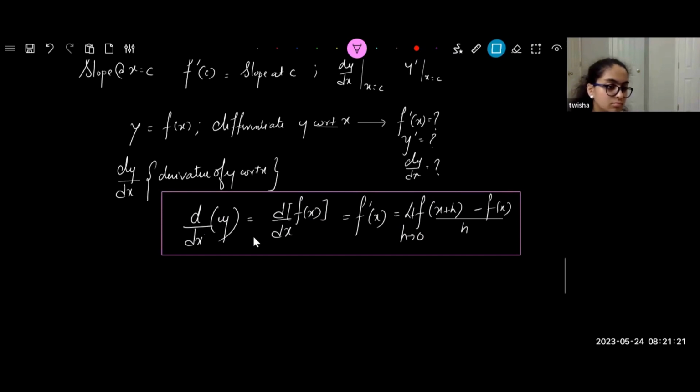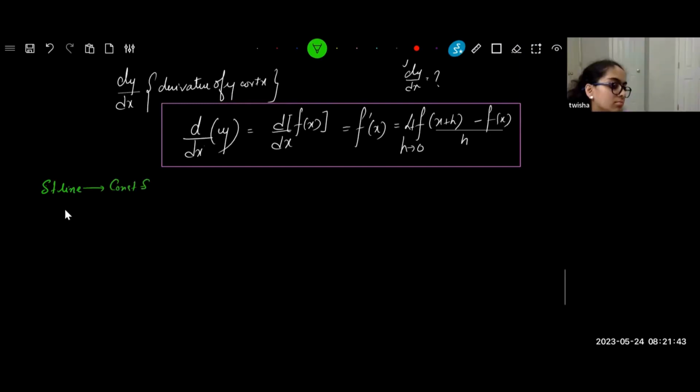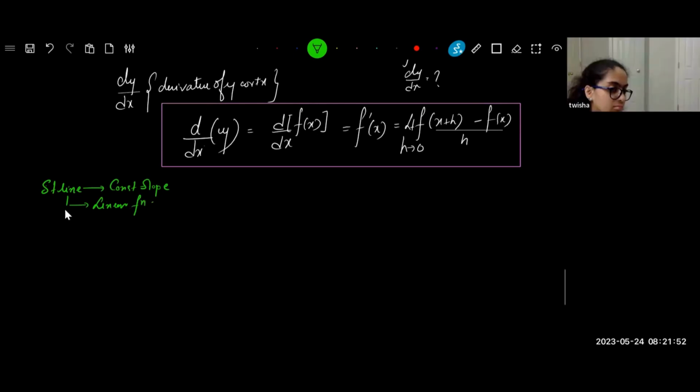And before you fall off to sleep, just 1 minute. Before you fall off to sleep, we knew that a linear function always has a constant slope, right? Linear means straight line. What did we start our whole exercise with? We started our whole exercise with a straight line. Straight line means constant slope. Very good. Start adding a little bit of coordinate geometry. Straight line means linear function.